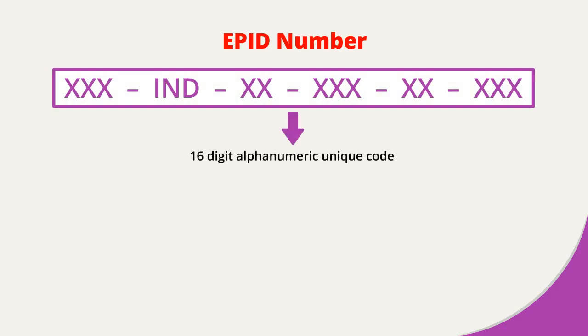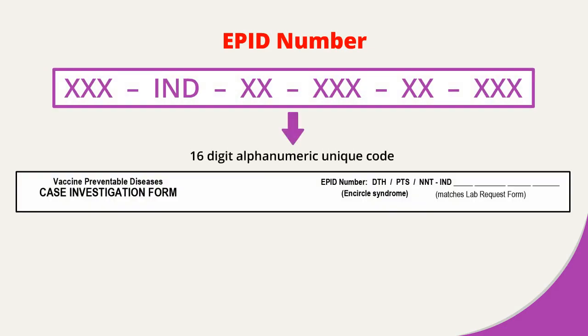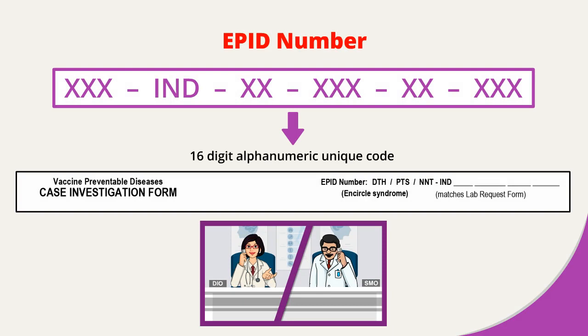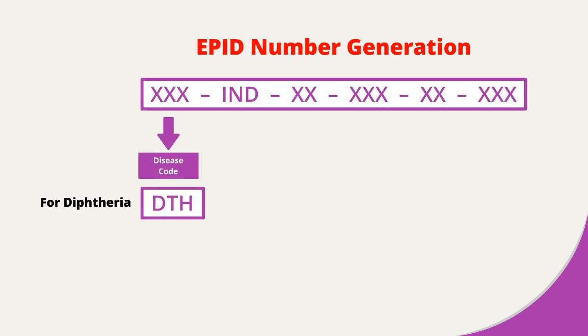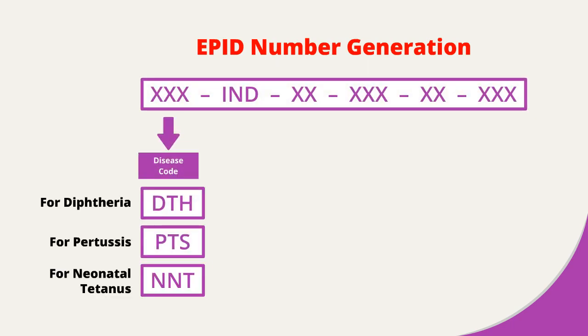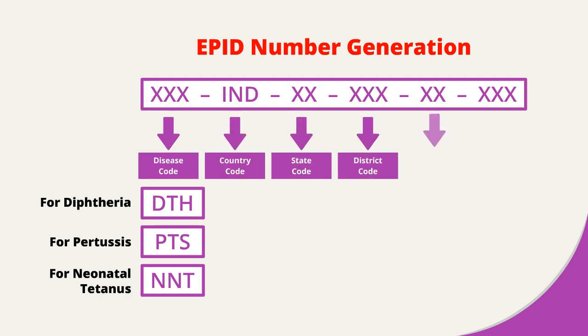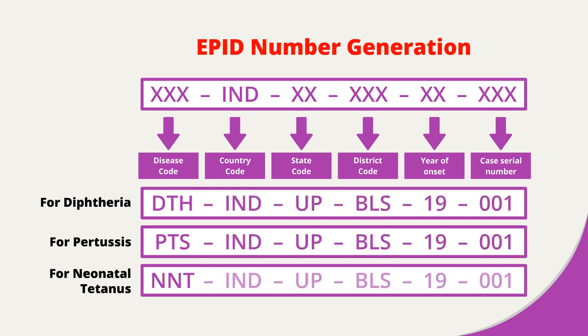IPID number is a unique ID allotted to all the DPT cases by DIO or SMO office. It is 16-digit alphanumeric unique code. It consists of disease code as DTH, PTS and NNT, followed by country code, state code, district code, year of onset and case serial number. Here are examples of IPID numbers generated for the case of diphtheria, pertussis and neonatal tetanus.